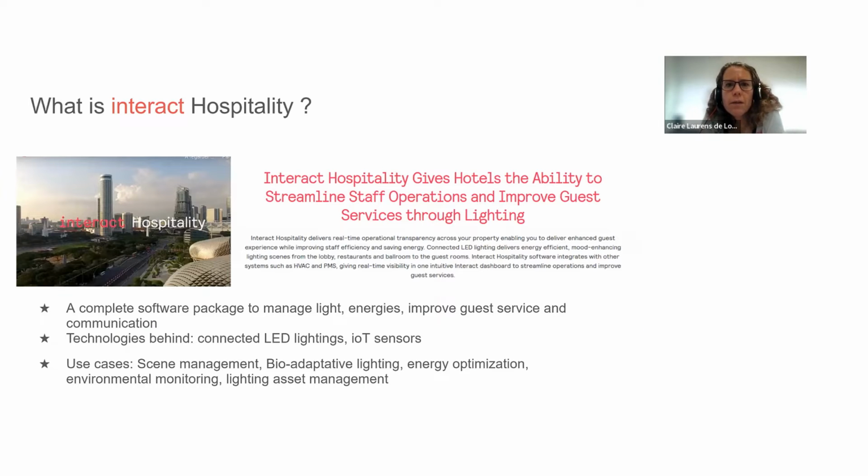So what is Interact Hospitality? Interact Hospitality was developed by Signify to give hotels the ability to have streamlined staff operation and superior guest experience through lighting. It's a complete software package managing light, but also energy, guest communication and service. The technology behind it is Signify's connected LED lighting and IoT sensors.